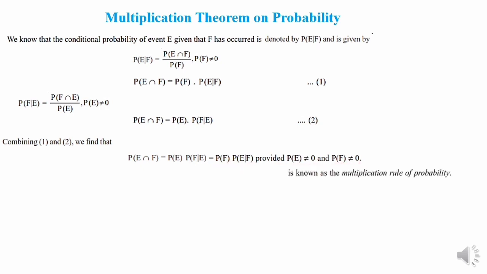So this is known as the multiplication rule of probability. The multiplication rule of probability is P of E intersection F is equal to P of E into P of F given E, or P of E intersection F is equal to P of F into P of E given F.